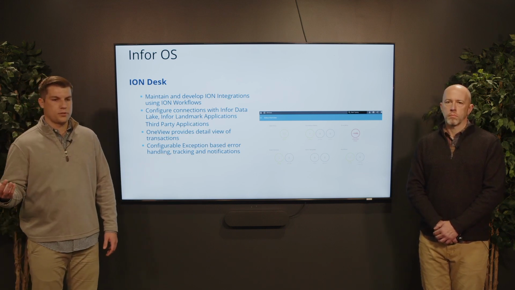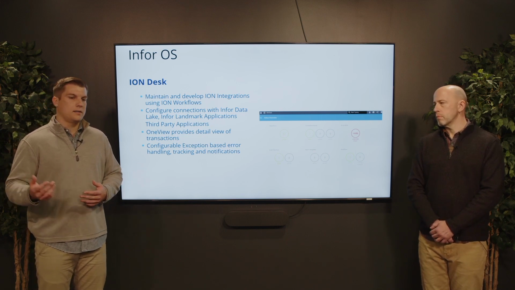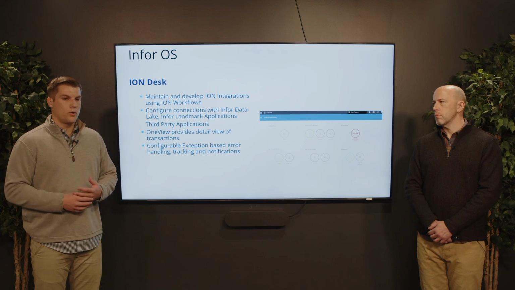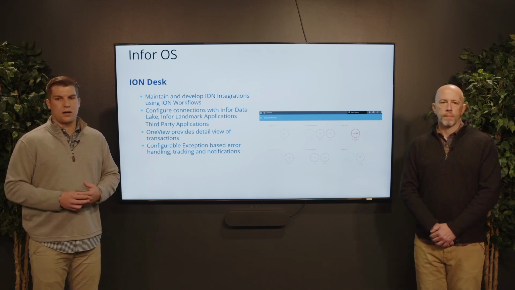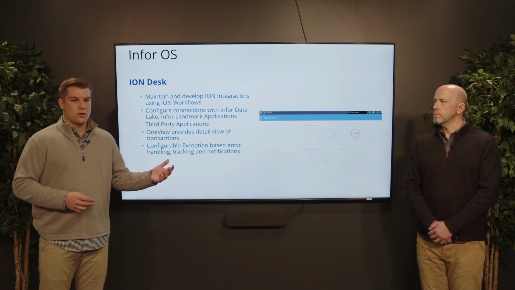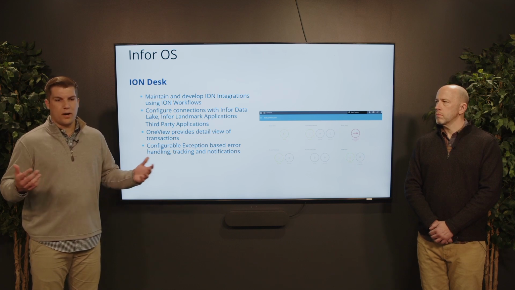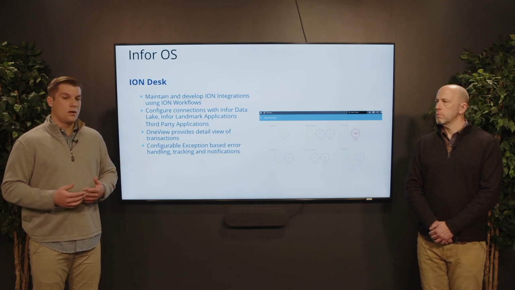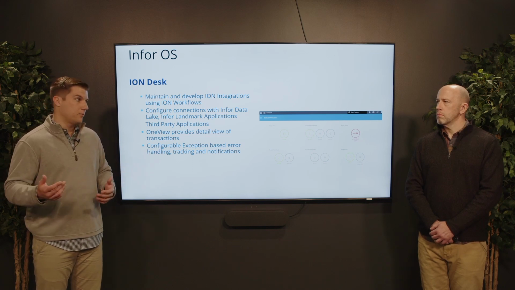And then how do we troubleshoot these workflows as things come up? Within the Ion Desk, there's an application component called OneView. In OneView, you can go in and search for a specific BOD that might be erroring, or you can search within a date range, time and date range, to determine where things might have gone wrong, or just track the data flow of BODs from application to application.